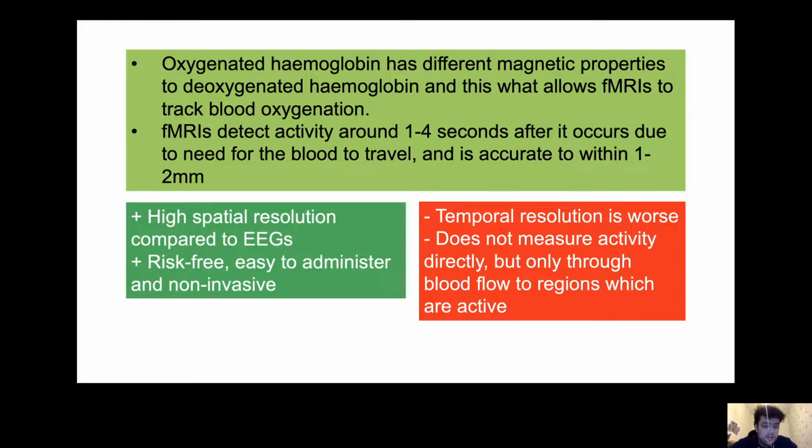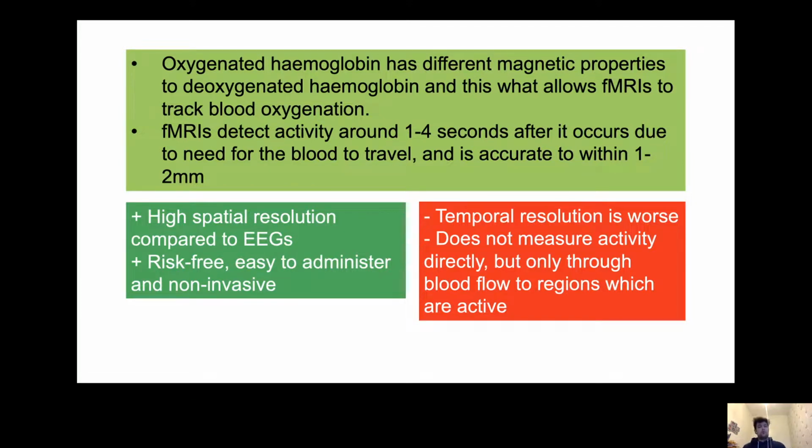And that is your evaluation right there. I've already touched on it. So really high spatial resolution. You can resolve activity to within 1 or 2 millimeters, which compares favorably to EEGs we'll see next. It's risk-free because it's non-invasive. So there's nothing being attached to the scalp. There's no element of trying to dig inside someone's brain. And that makes it easy to administer as well. So it's quick and easy to administer, no risk to the patient, non-invasive, nothing is going inside the patient's body. That's what we mean by that.